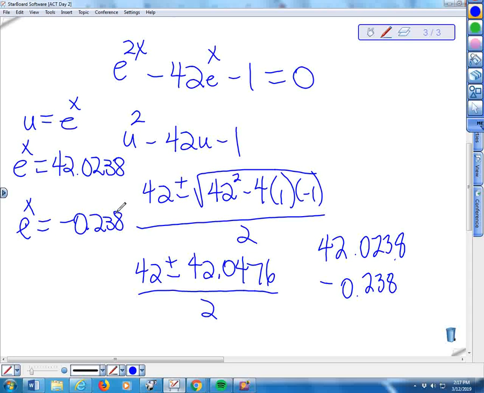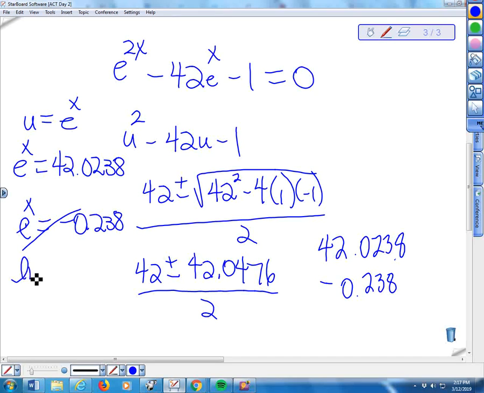Is there any number that e to the x could be negative? Isn't it always going to be greater than 0? Doesn't matter what x is. If x is negative, it just flips it. It doesn't make it negative. So this is not possible. This is the one I'm going to solve.